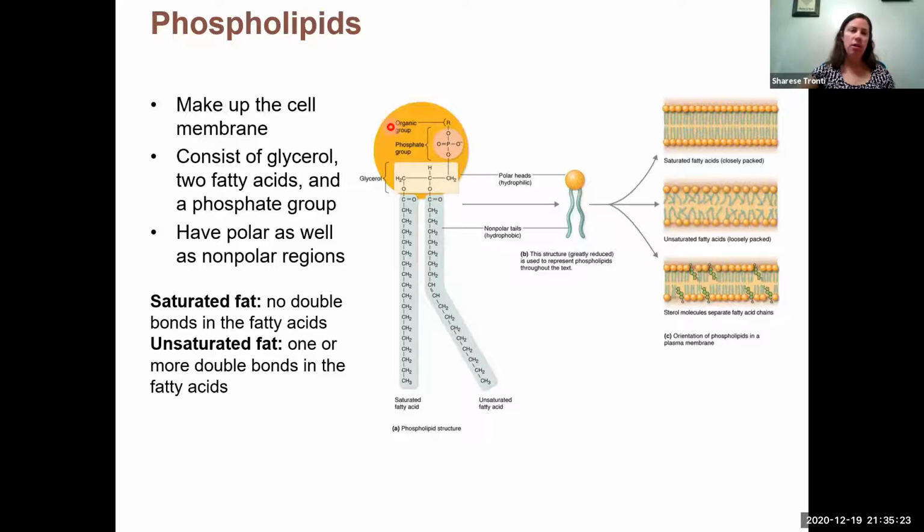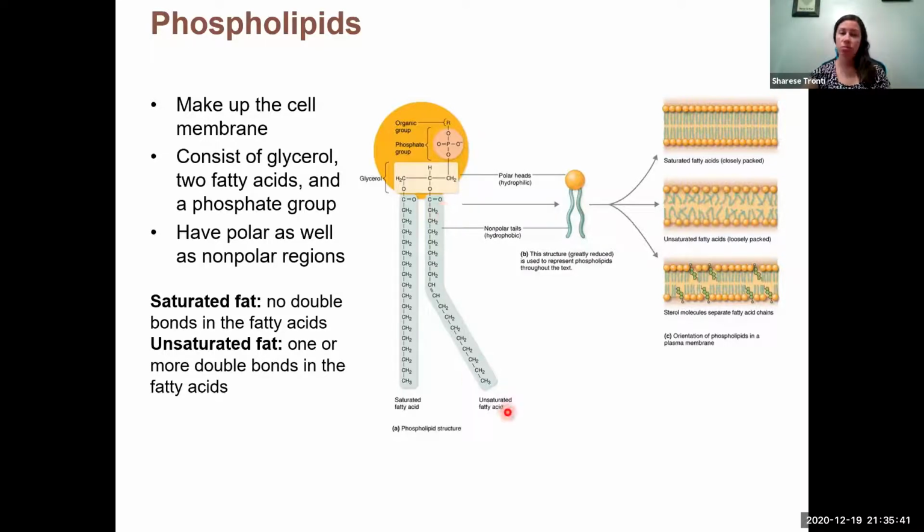And the phosphate group, as I hinted at earlier, is a polar region. So it has a charge. You see this negative charge here. Because of this negative charge, that's going to make it polar. Because it's polar, it's going to make it hydrophilic.